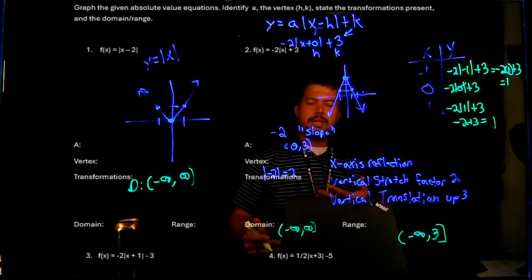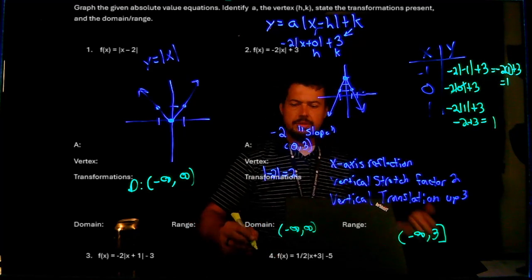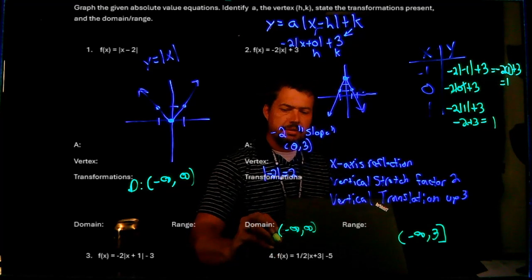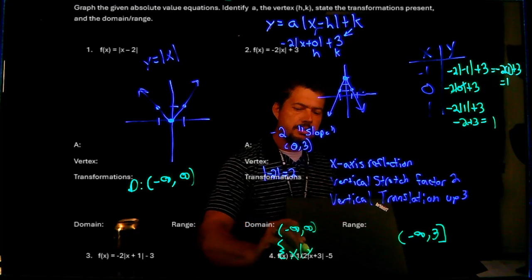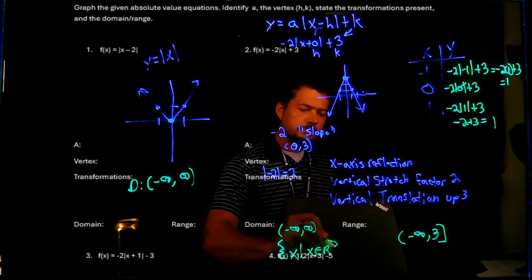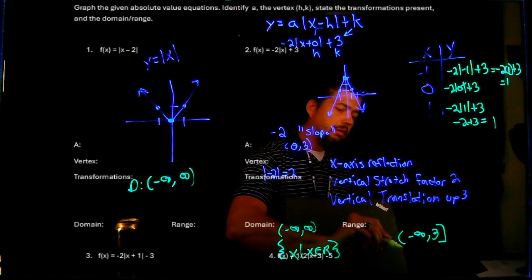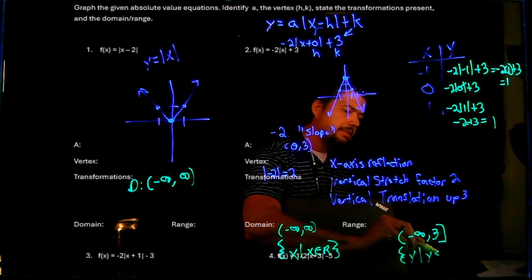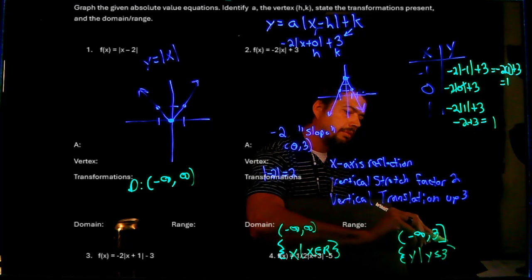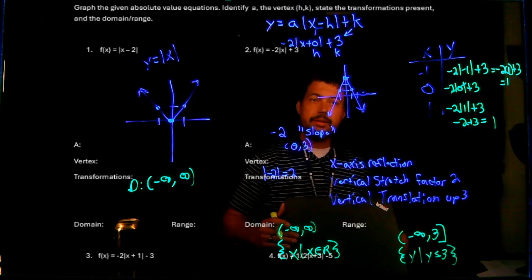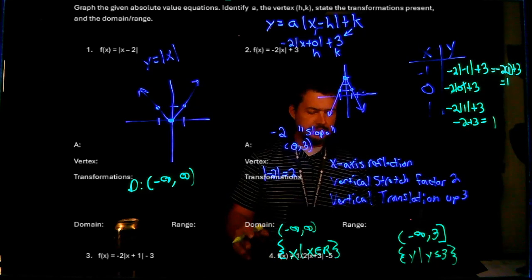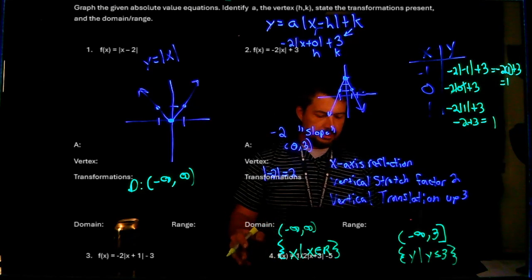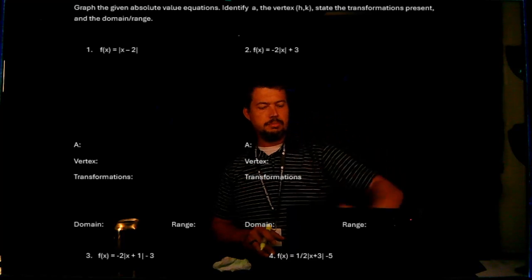Now, I don't talk about set builder notation as much as I should, but if you're a fan of set builder notation, and this is optional: all values of x such that x is an element of the reals. Over here, this would be an inequality statement: all values of y such that y is less than or equal to 3. And there's your two forms for domain and range. All right, let me pause this and erase and move forward so I don't eat up your time. All right, let's move on.